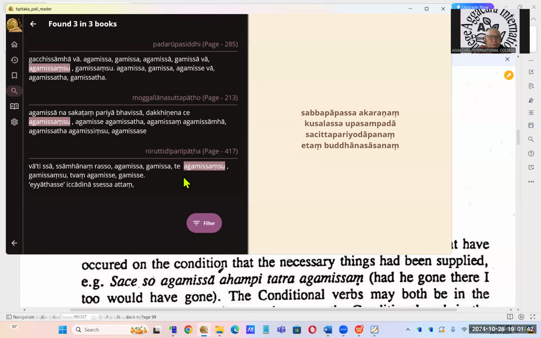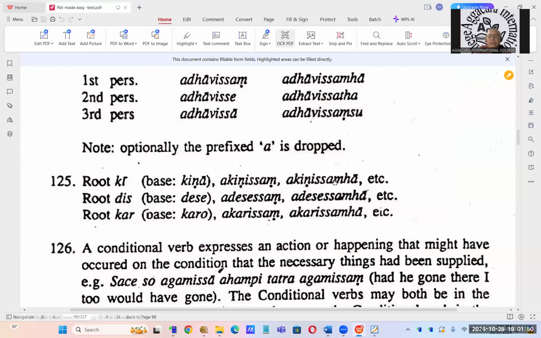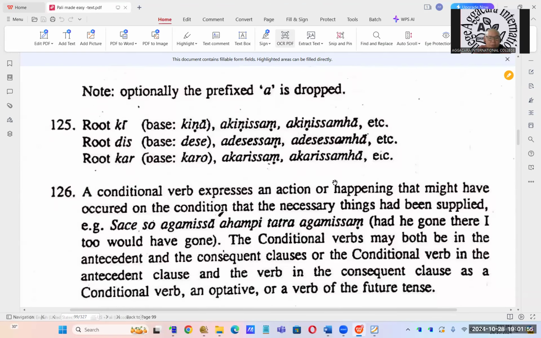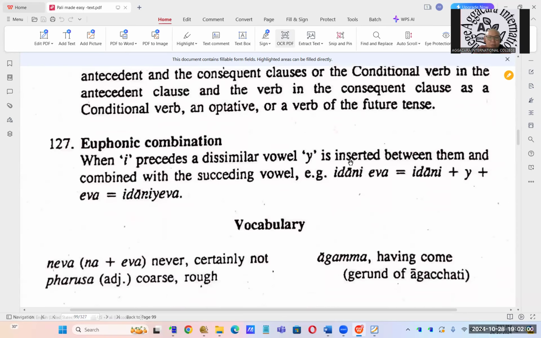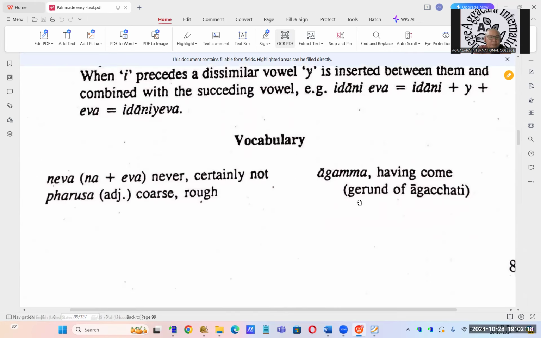Sometimes when we do research, you find that the grammar book gives this kind of form, but it doesn't really exist. Maybe the example does not exist in the Tipitaka, but is more from a grammar book. Anyway, this is i. Preceding y is inserted, so idani yeva. Why do we choose the y? Because y is the semi-vowel for the i. Imagine reading idani eva is more difficult, so idani yeva is much more natural.